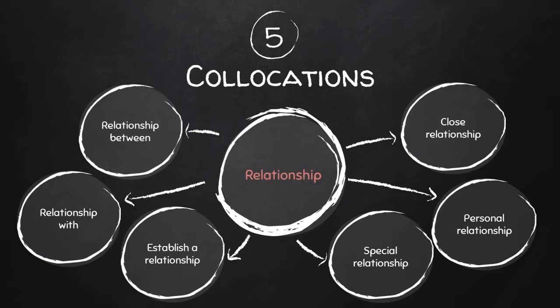Next, establish a relationship. This means to make a relationship, to create a relationship. Next, a close relationship up on the top right. A close relationship. You have a good, a strong, a close relationship with a person. Next, a personal relationship. Personal relationship usually compares with work relationship. So if you develop a personal relationship with someone, then maybe you have a friendship with them. And last, a special relationship. I think you understand what this one means.